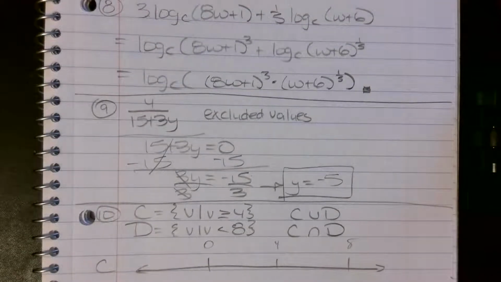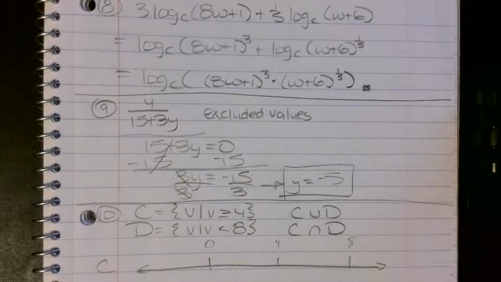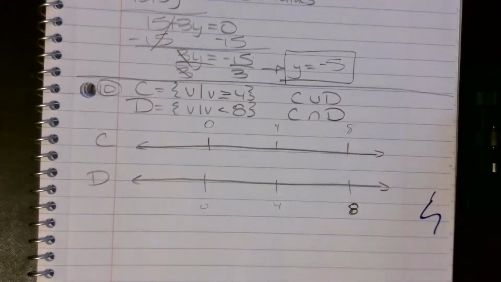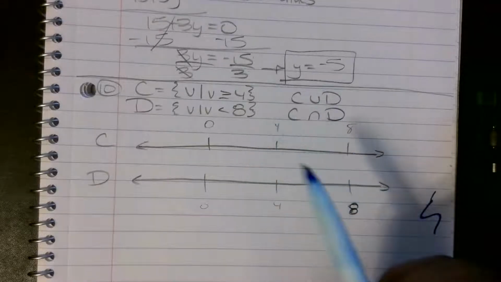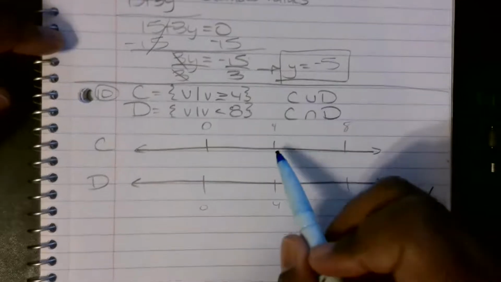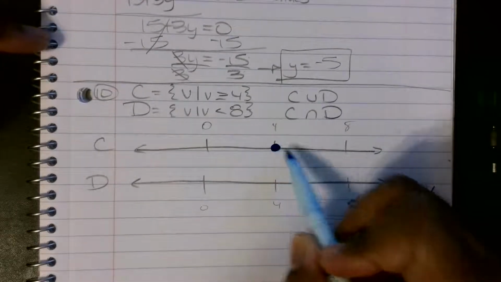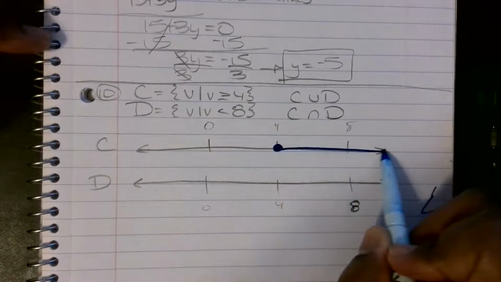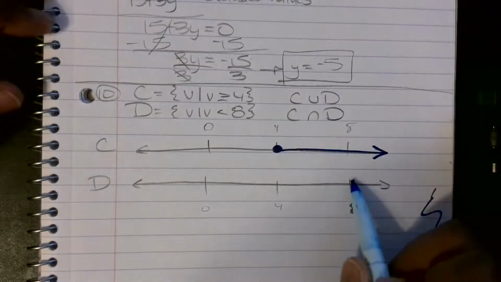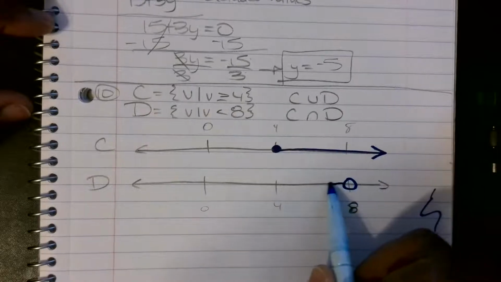This may work. All right. Oh, y'all can see. You gotta tell me this. Okay. So for C, V is greater than or equal to 4. It's a closed circle, and it's all of those values. Okay. D is V such that V is less than 8. So that's an open circle.